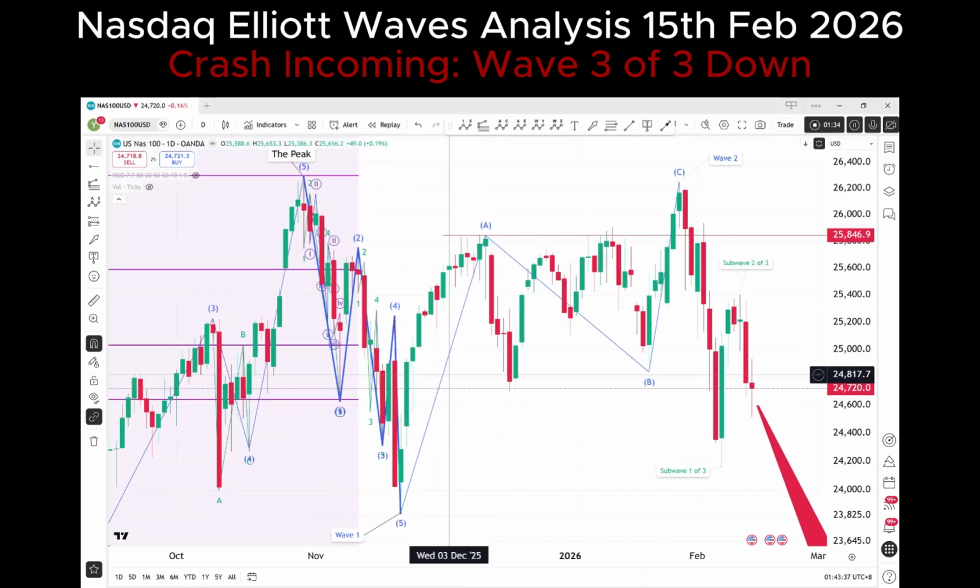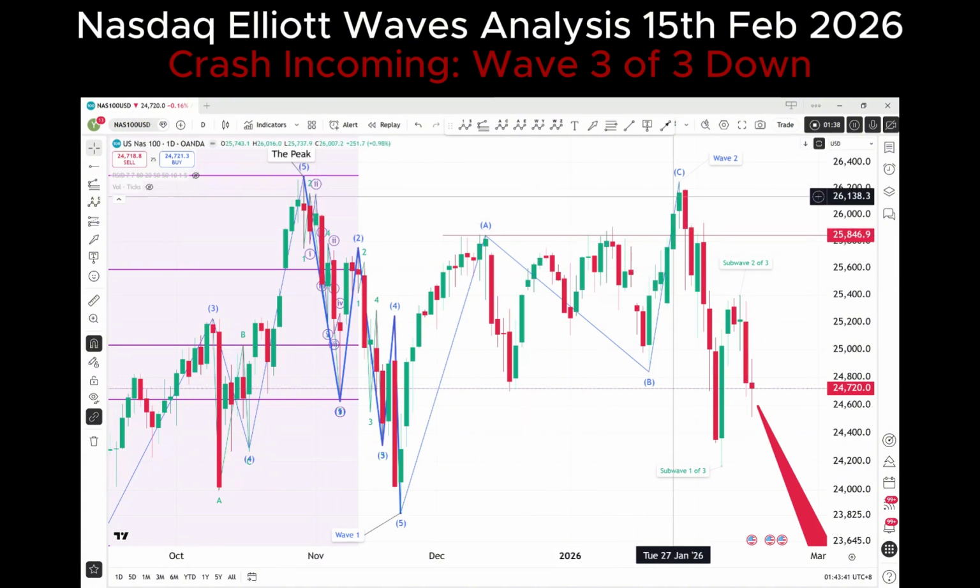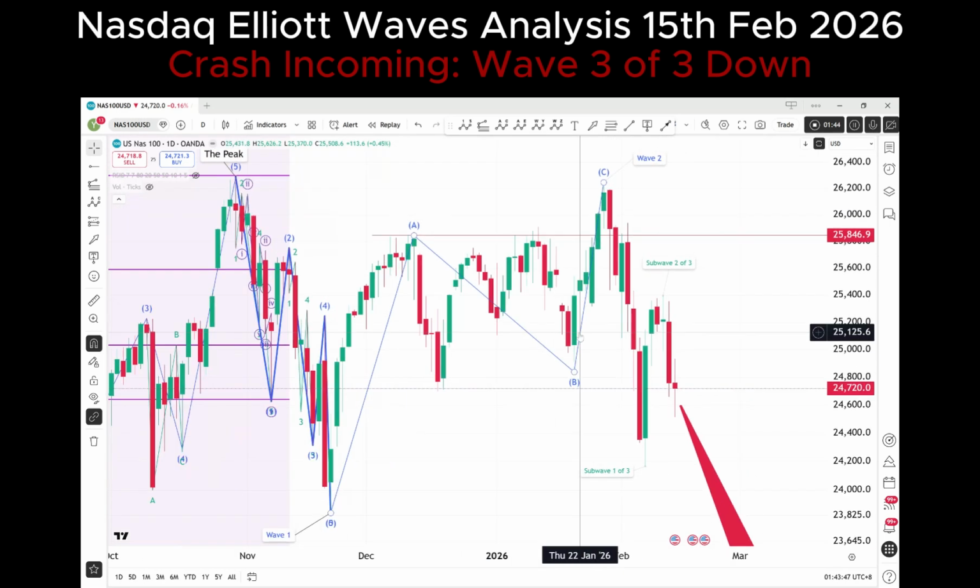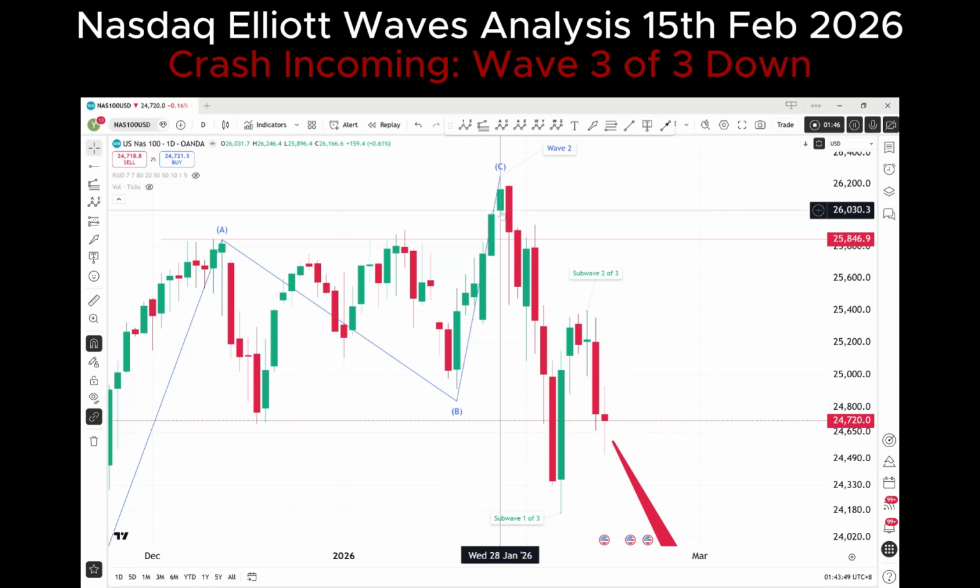What happens since then is we actually have a very long correction, this ABC as a wave 2. This ended on the 28th of Jan 2026. Now what happens since then? From this peak here for wave 2, it goes down, and we actually have a subwave 1 of 3, then a subwave 2 of 3.